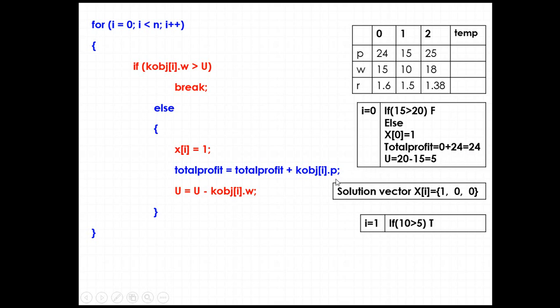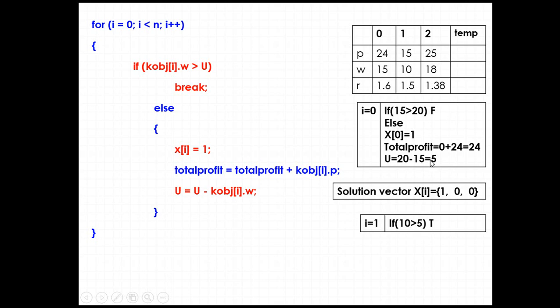Once we are done with calculating the profit, the next step is we are going to subtract the weight of the 0th object from knapsack capacity, right? So after that step, you will have the value 5. Once we are done with the 0th iteration, the solution vector will be like this. Again, the for loop goes back, I will be incremented to 1, right? Next, again go to the if statement. First object weight. What is the first object weight? That is 10.